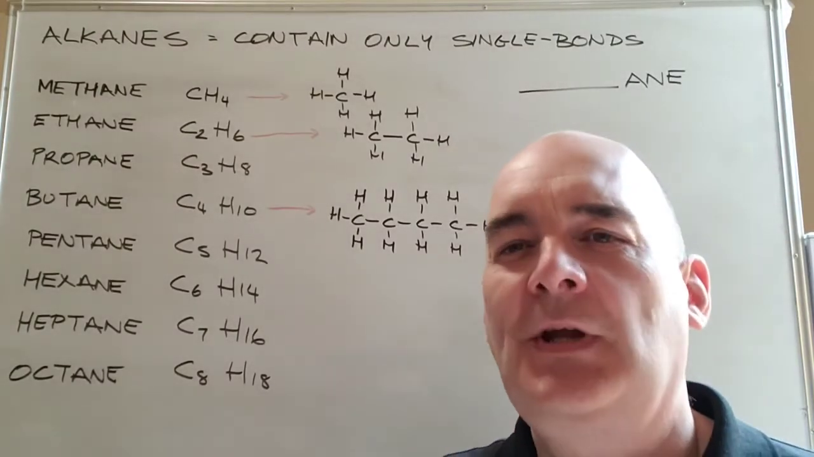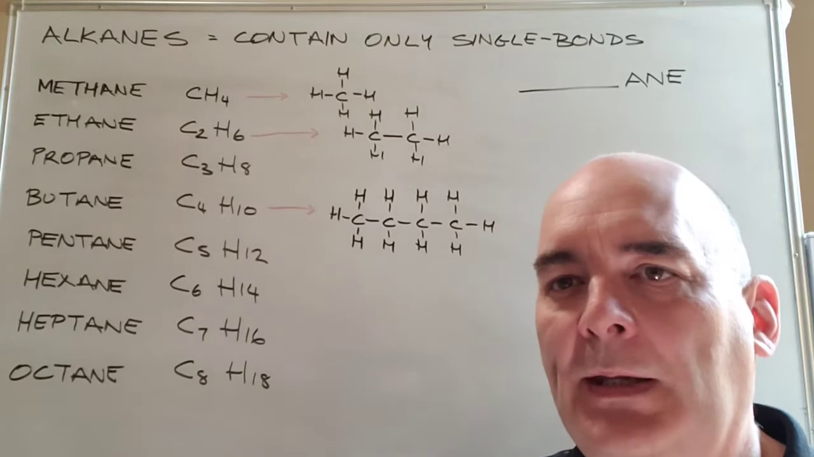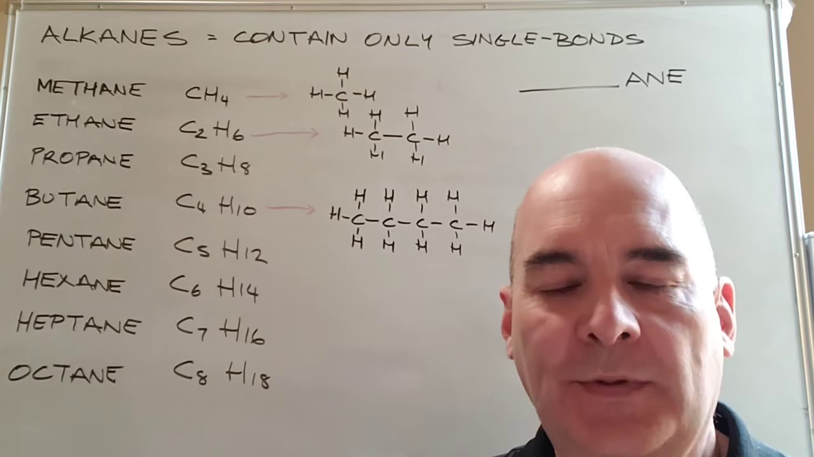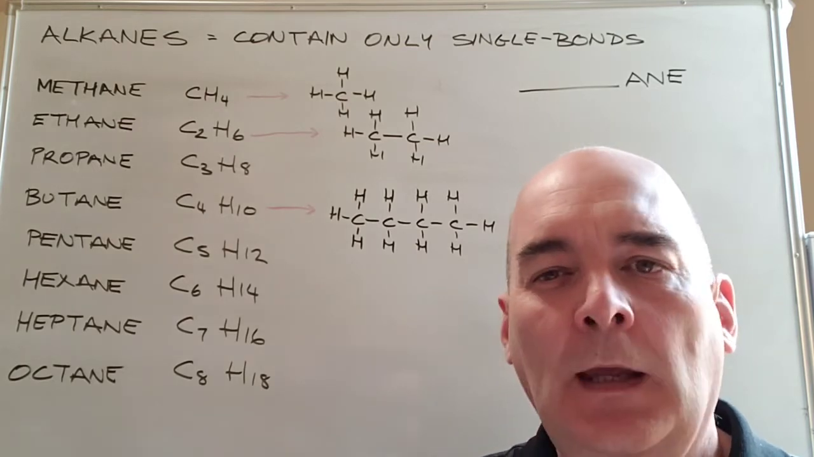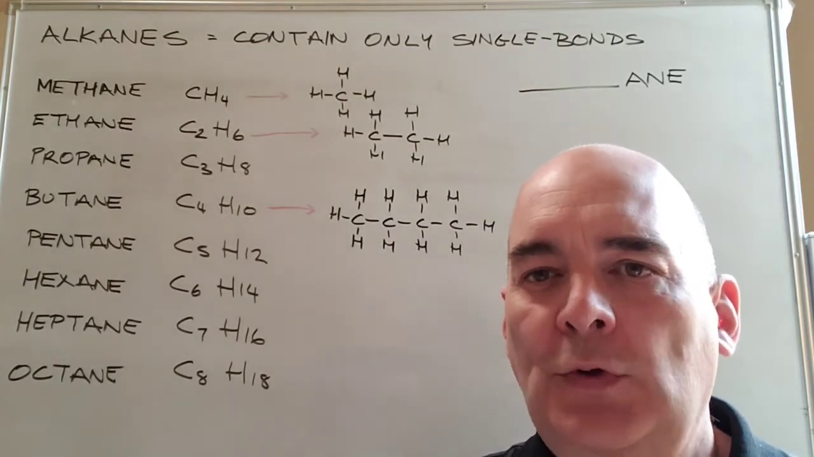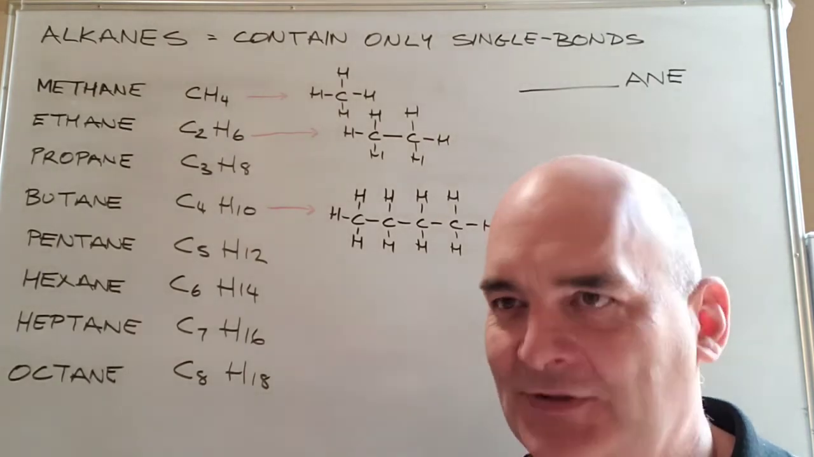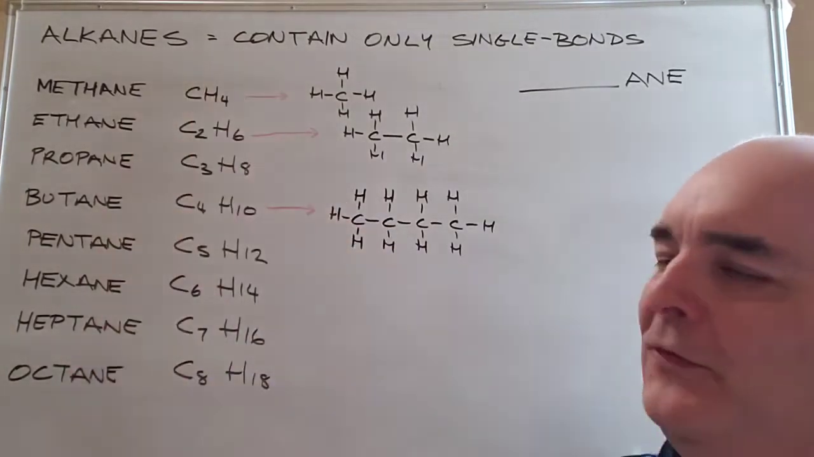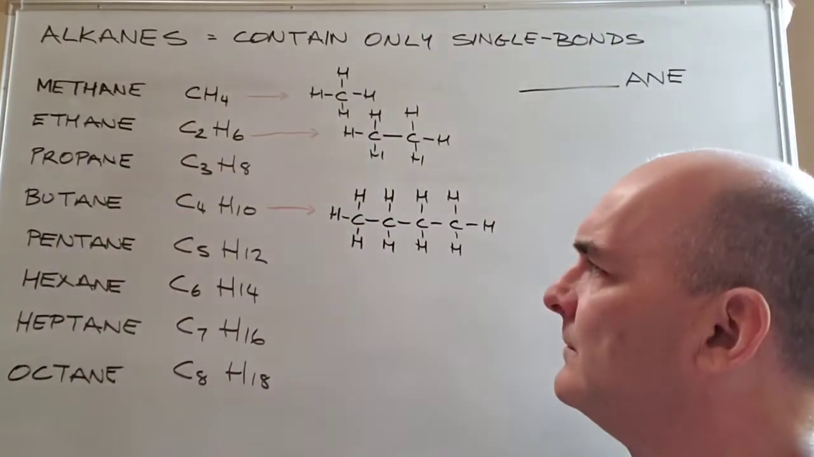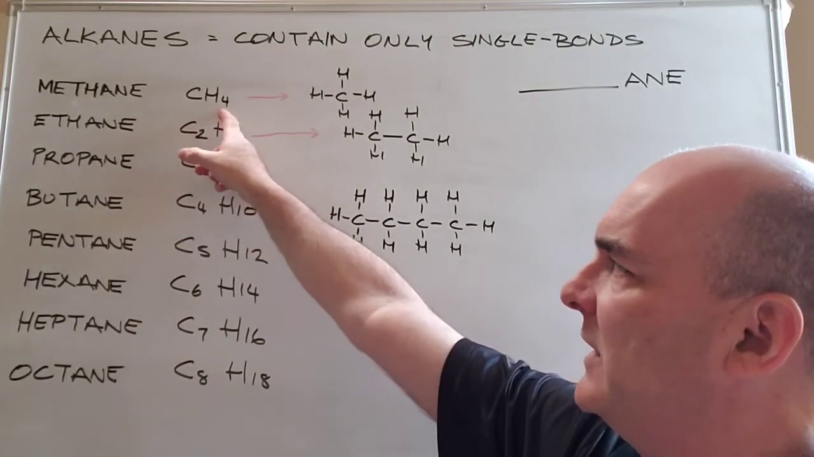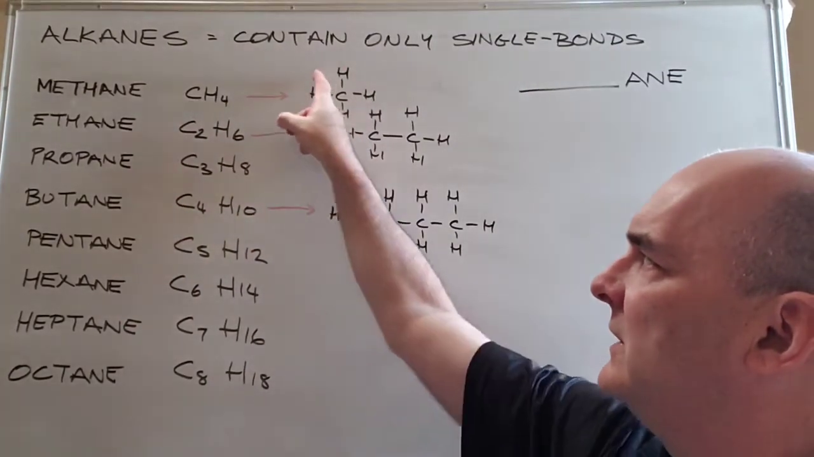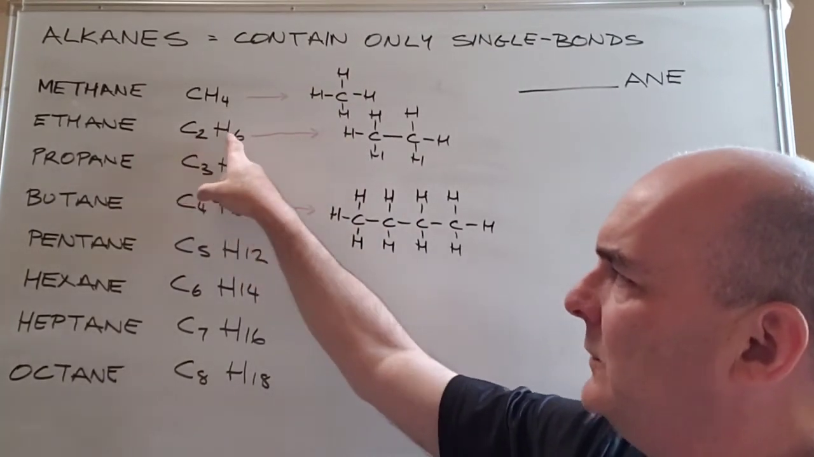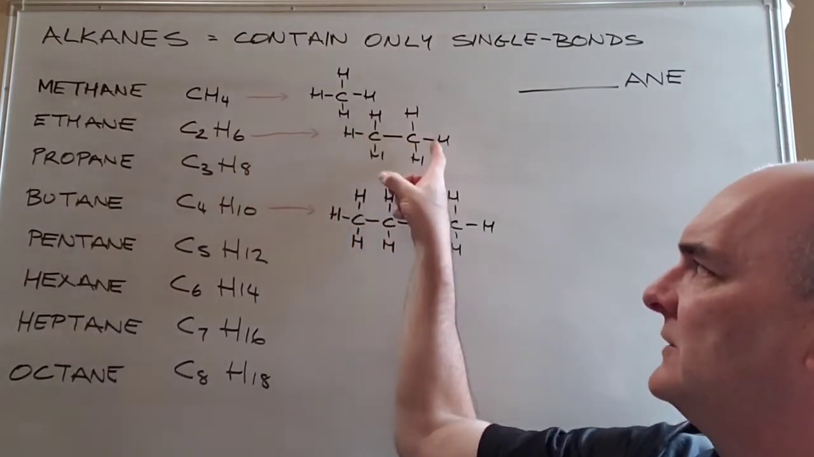Methane, our simplest hydrocarbon, belongs to a family called alkanes. Now, alkanes contain only carbons and hydrogens, they're hydrocarbons, but beyond that, they contain only single bonds. So this is as simple as it gets. This is part of the family of alkanes. Methane is CH4, and here is its structure. Ethane is C2H6, and here is its structure.